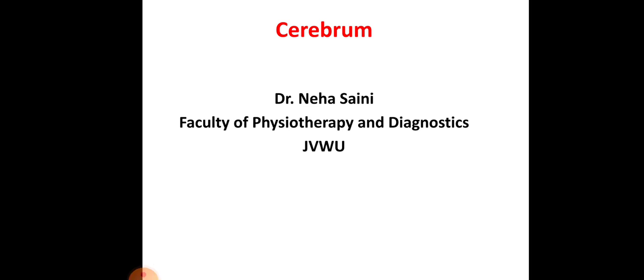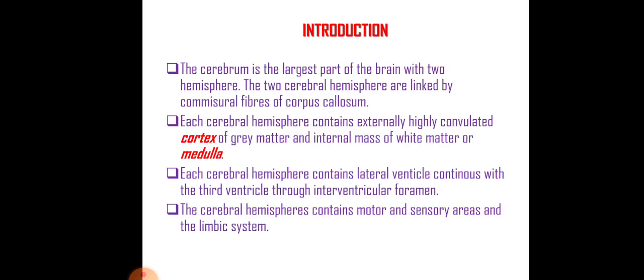Here I am going to tell you about the anatomy of the cerebrum. First, we come to the introduction. The cerebrum is the largest part of the brain with two hemispheres.